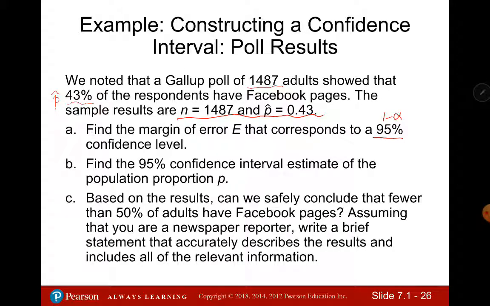And the second part, B, we need to find the confidence interval. So let's do the first two parts first. Then we go back to check the last question. Okay.